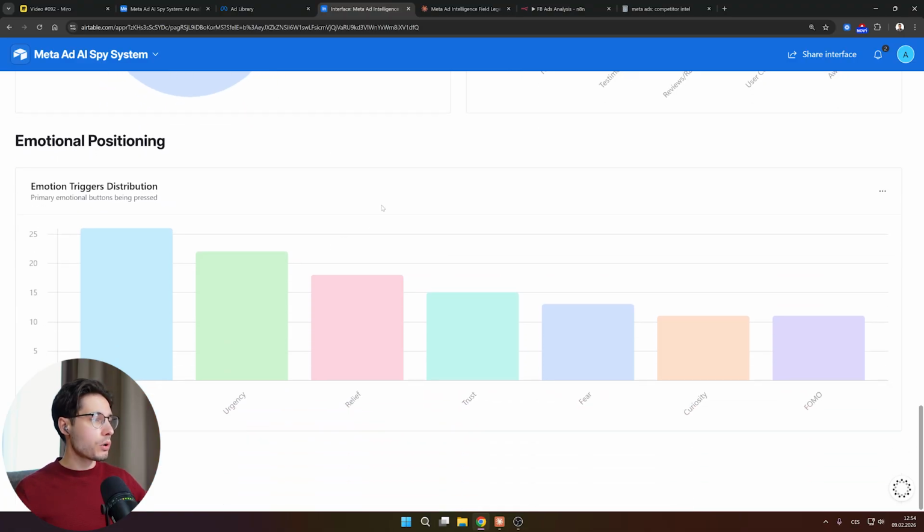And then the emotional positioning. And I really like this because it helps us understand what they do to resonate with the customer, right? So we have desire, urgency, relief, FOMO, not so much, curiosity. So you can see the desire and the urgency and the relief are probably the most common emotional triggers we have right here.